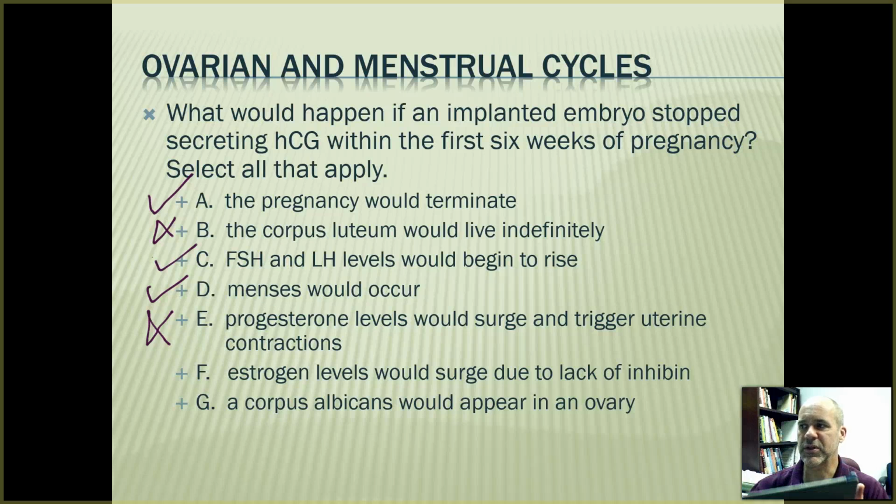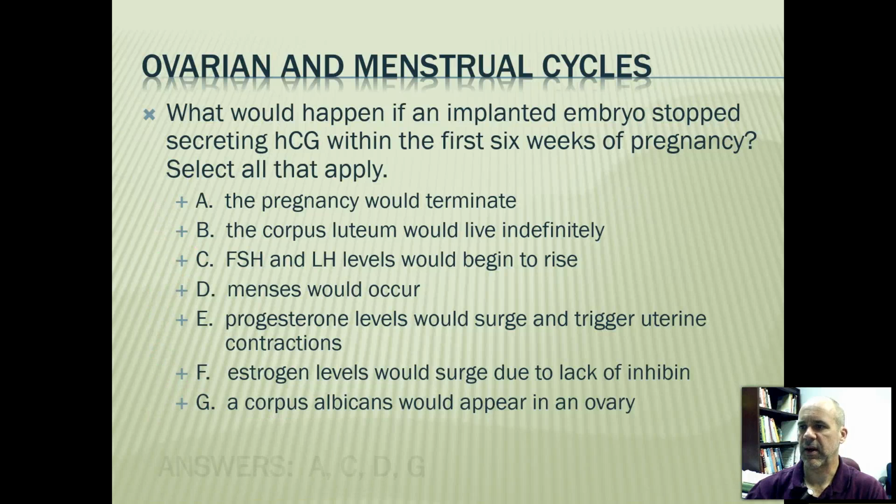Estrogen levels would surge due to a lack of inhibin. No, the corpus luteum is making the estrogens. If it dies, you're not going to have a surge of them. A corpus albicans would appear in an ovary. Yes, the corpus albicans is the white structure. The corpus luteum, when it dies, becomes a corpus albicans. All right, so that's A, C, D, and G.